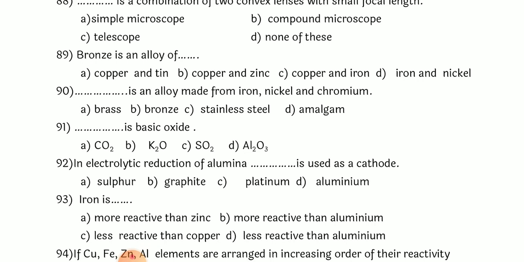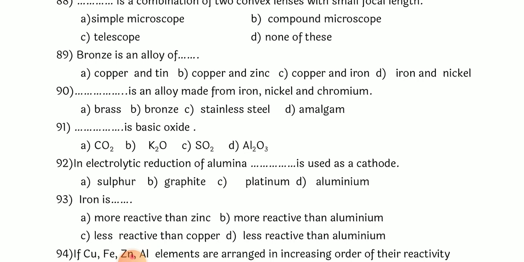So now we dissolve all these things which are given here in water and see. Carbon dioxide dissolved in water, you will get carbonic acid. K2O dissolved in water, you will get KOH. SO2 dissolved in water, you will get sulfuric acid. Aluminium oxide dissolved in water, you will get aluminium hydroxide. So what is that? Basic oxide. But aluminium oxide is already amphoteric in nature, so we cannot choose aluminium oxide here. So K2O, that is the basic oxide.